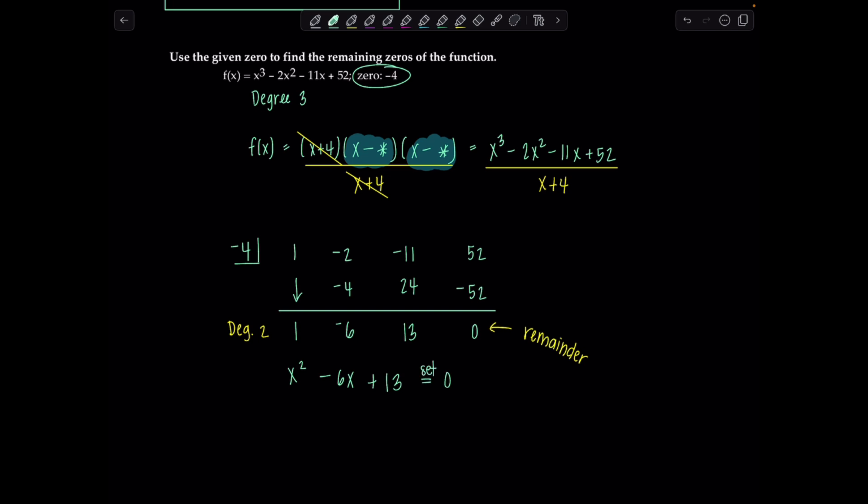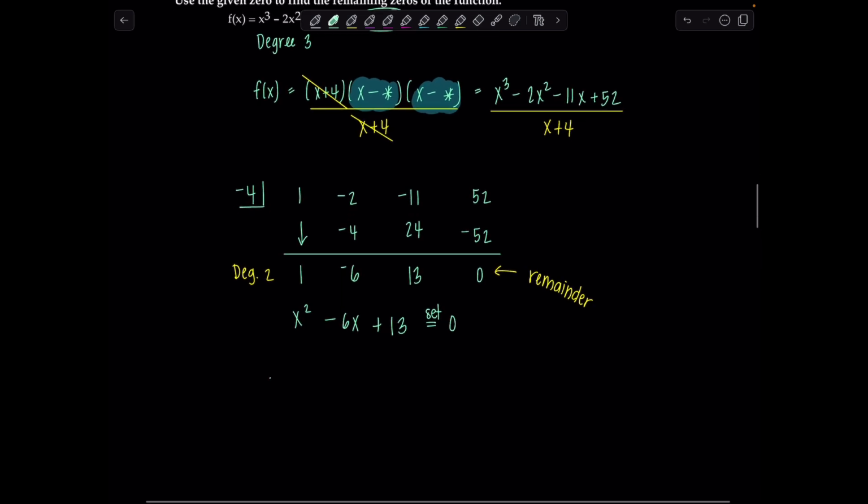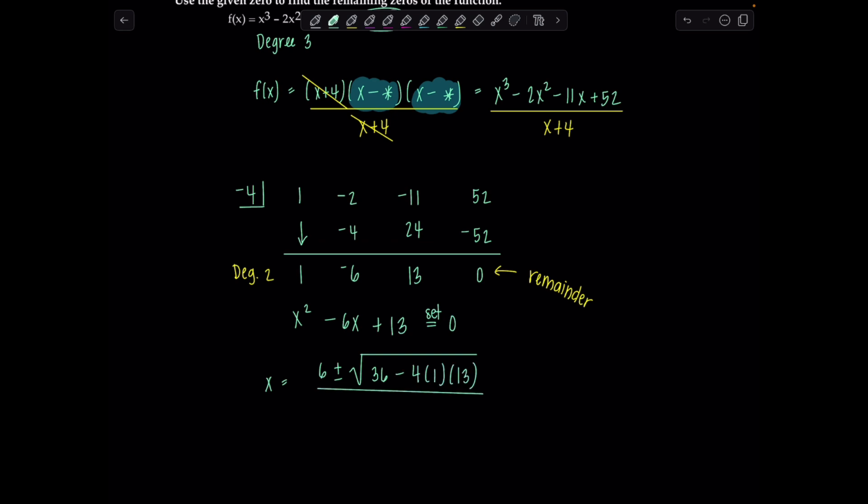And then let's see, does it factor? No. But we don't sit there and cry because we've got the quadratic formula. So here we go. X equals the opposite of b plus or minus the square root of b squared. Negative 6 squared is positive 36, minus 4 times 1 times 13. That's 4ac, all over 2a, 2 times 1.